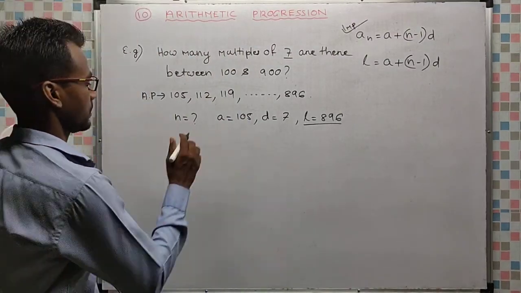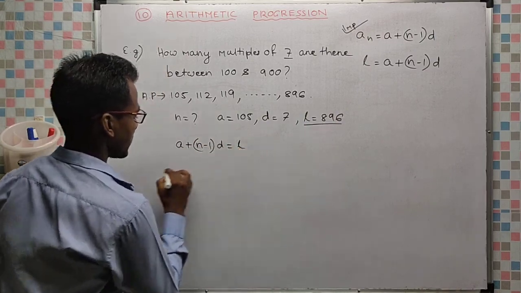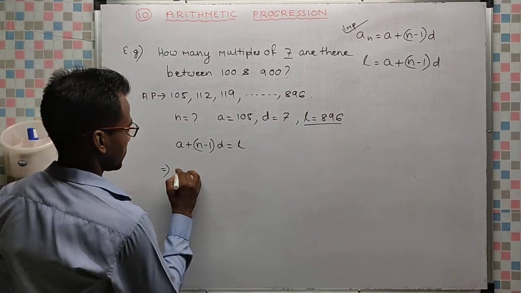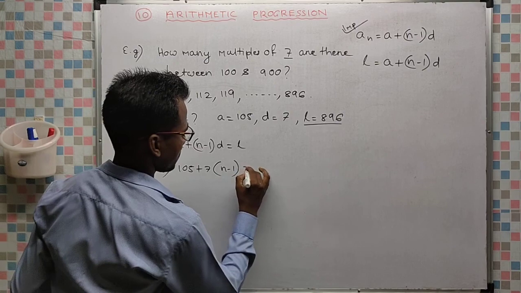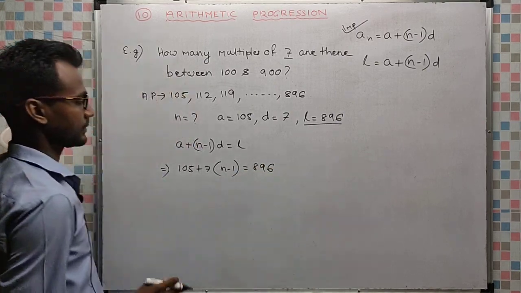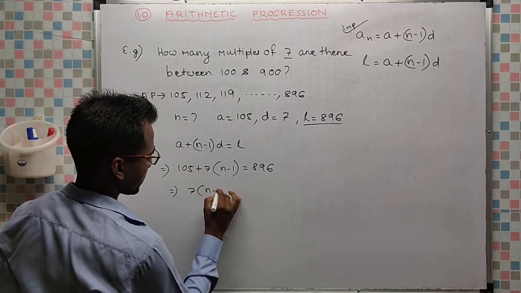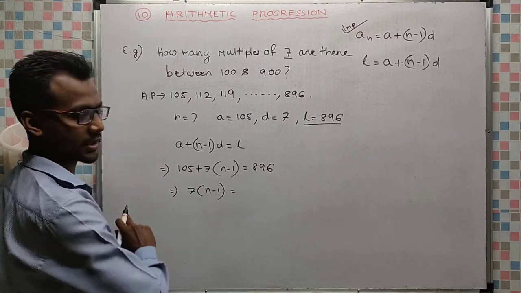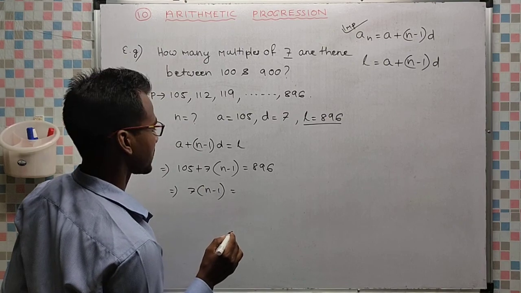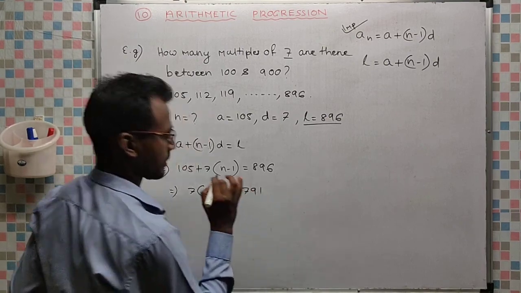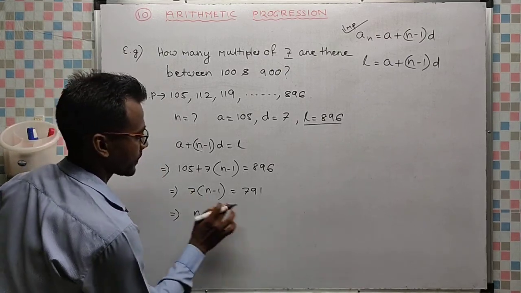Okay, so let us use the formula. A plus n minus 1 D is L. So 105 plus 7 times n minus 1 is 896. 7 whole n minus 1 is 896 minus 105. Okay, 896 minus 105 will be 791. Now for n minus 1, 7 will go to the right side.